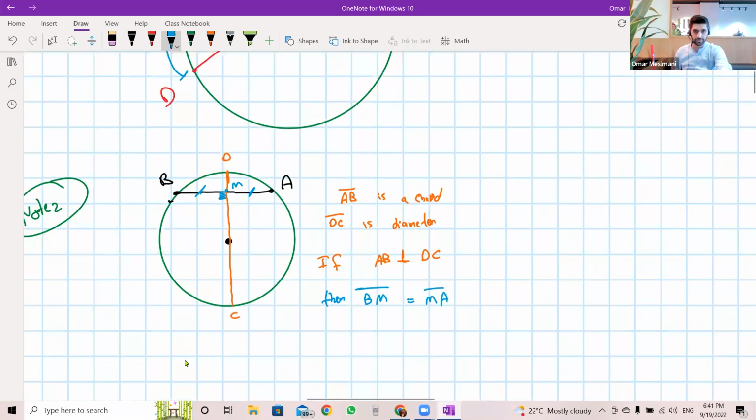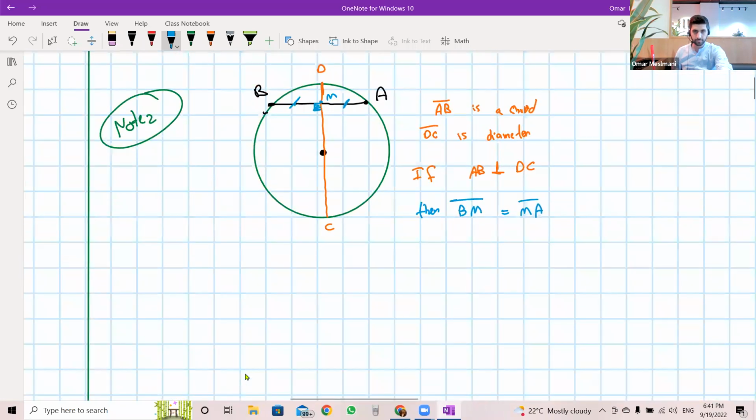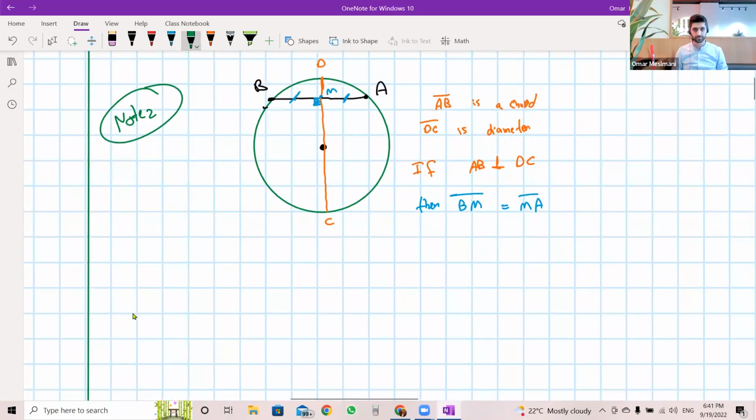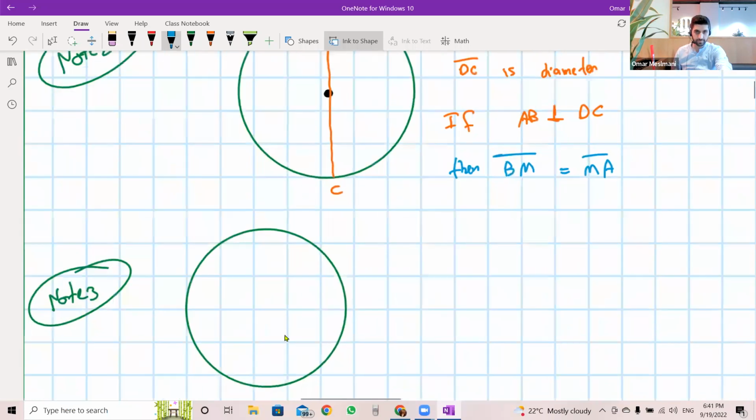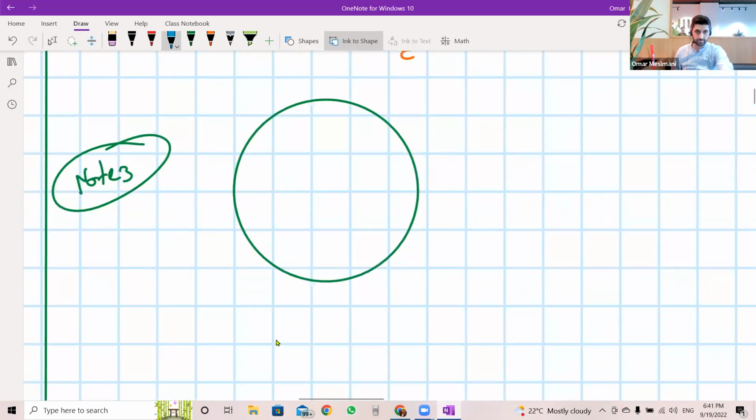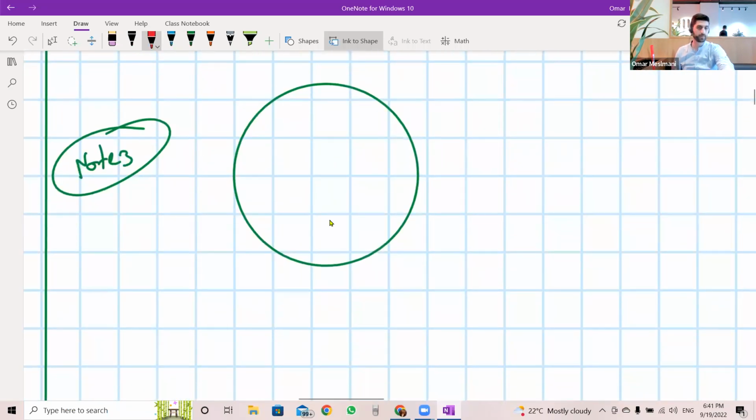Note number two done. Note number three. If I have a circle, okay, note number three. Do we have a note number three?